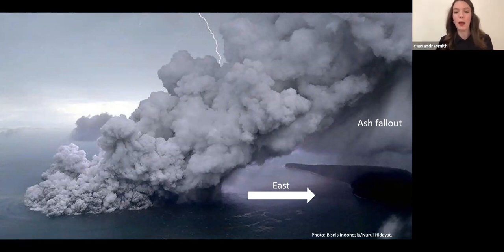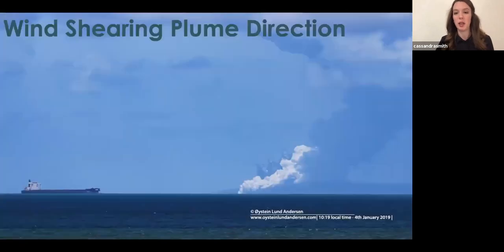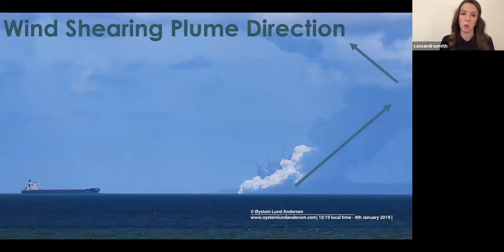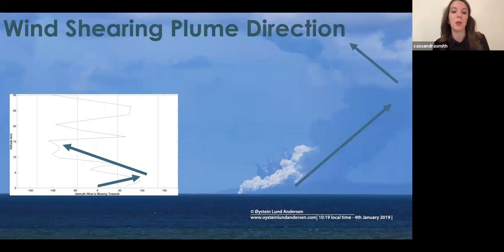And we can actually see this kink when we see an image taken with a wider field of view, where again we can see the lower portion of this plume at Anak Krakatau is traveling eastward, and when we hit a certain altitude, it starts traveling west again. And this matches with what we see in the wind azimuth data, where at low altitudes, the wind is pushing east, and as you go up in altitude, it starts going west again.